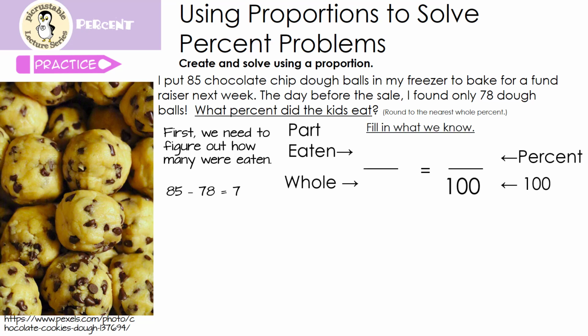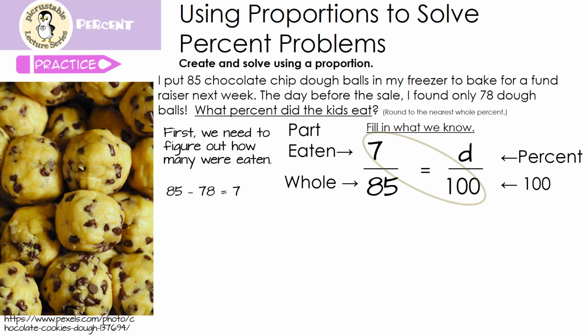That's when we're going to fill out our formula. Part is the same as those that were eaten. The part that was eaten is 7. So the kids ate 7 of them. There were 85, I know for sure, in the freezer. I'm trying to find out what percent they ate. That's going to be our D. D is the percent of dough they ate.